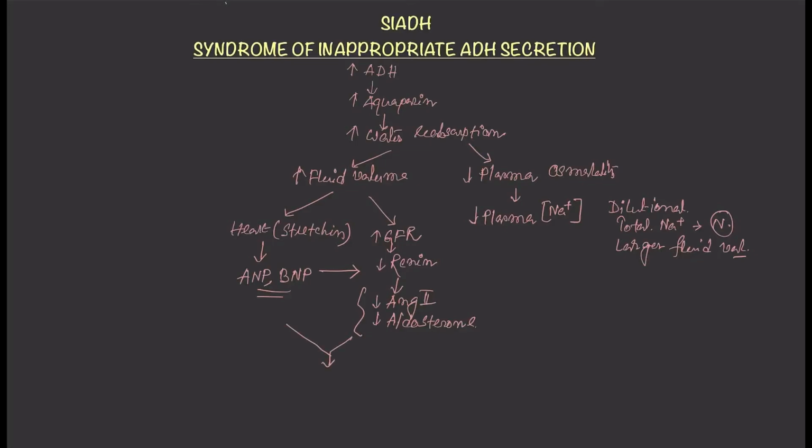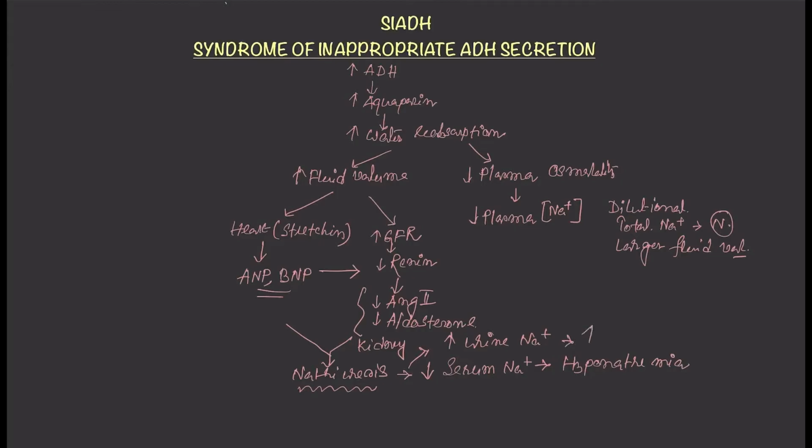The effect of all these factors at the kidney level will be natriuresis, that means excretion of sodium in urine. So that causes a further decrease in the serum sodium ion concentration, that means the hyponatremia. So hyponatremia is a prominent feature of this SIADH. That natriuresis also causes an increase in the urine sodium ion concentration, so that the urine osmolality will be increased.